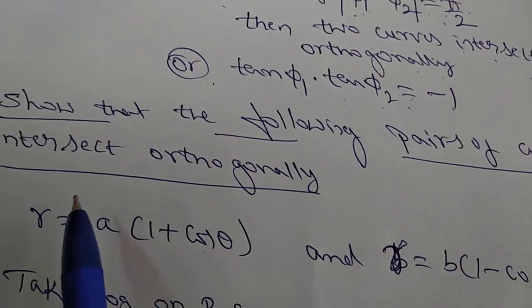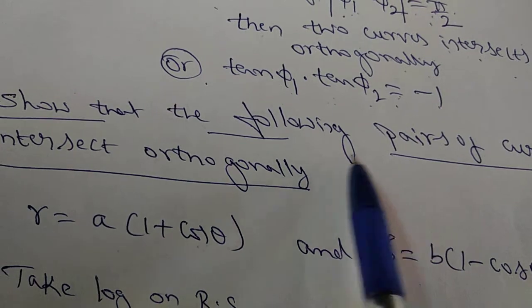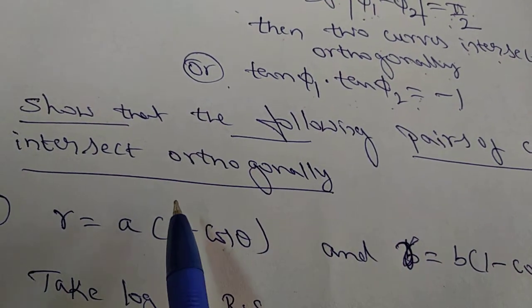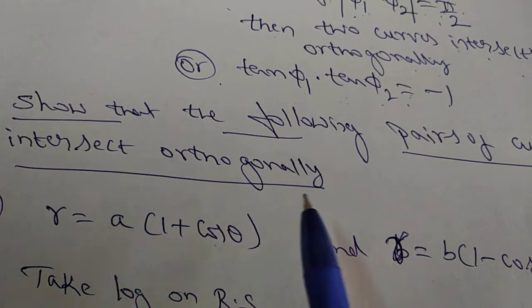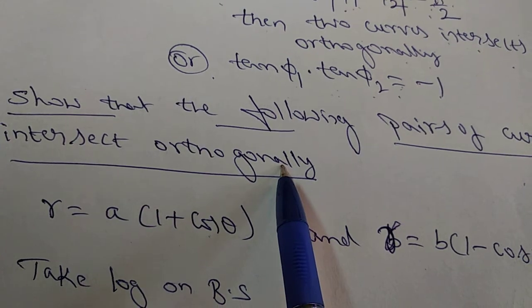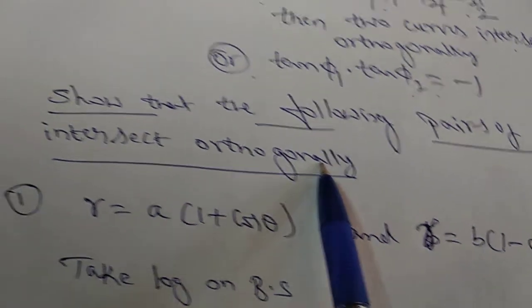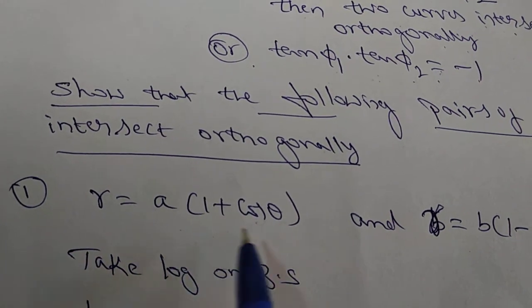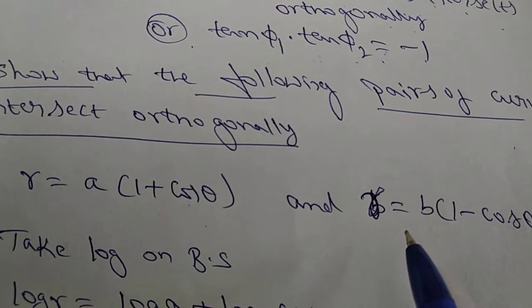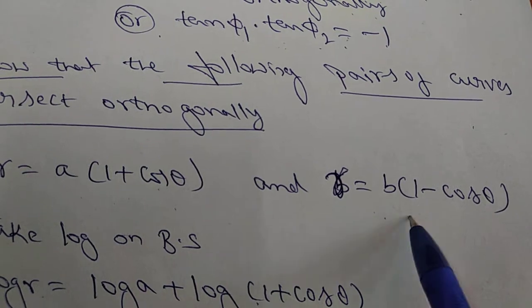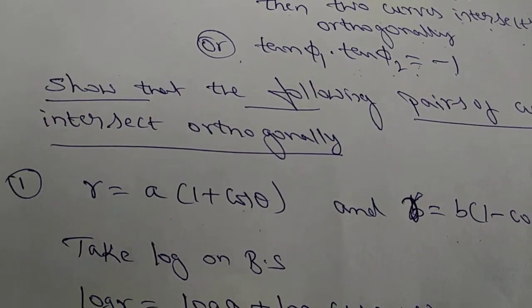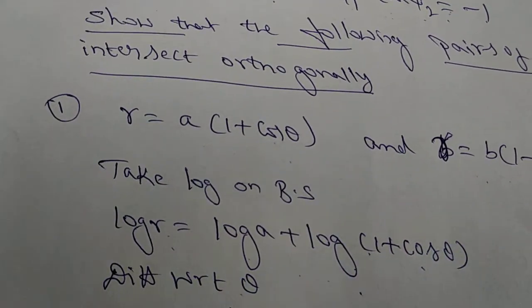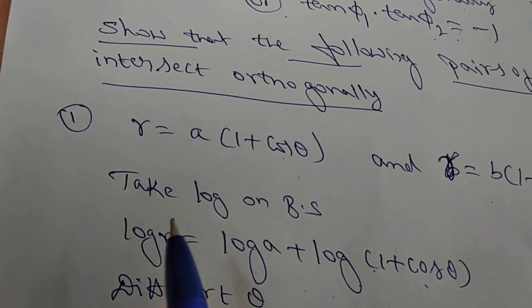So now we can take that problem. Show that the following pairs of curves intersect orthogonally. So orthogonally means angle between the two curves is 90 degree. We have to prove. So first problem, first curve r is equal to a into 1 plus cos theta, and next curve r is equal to b into 1 minus cos theta. So now from the first curve you have to find out the psi 1 value. So how to find out psi 1 value?